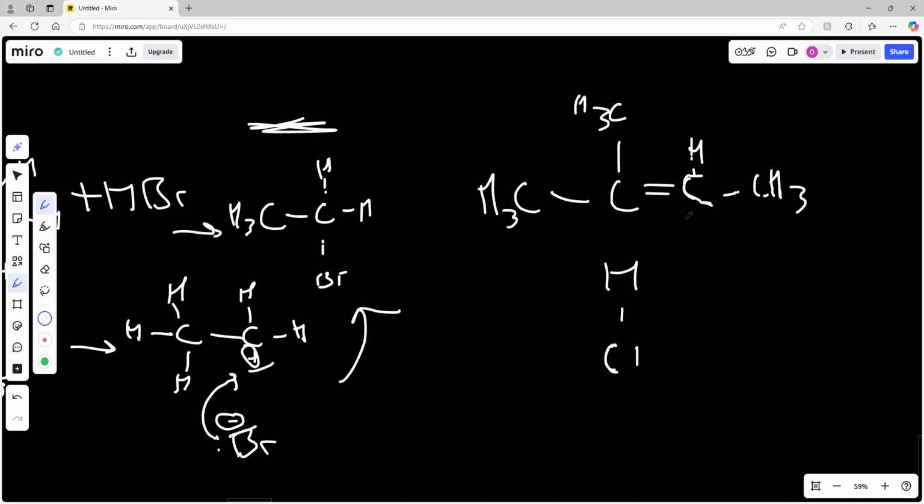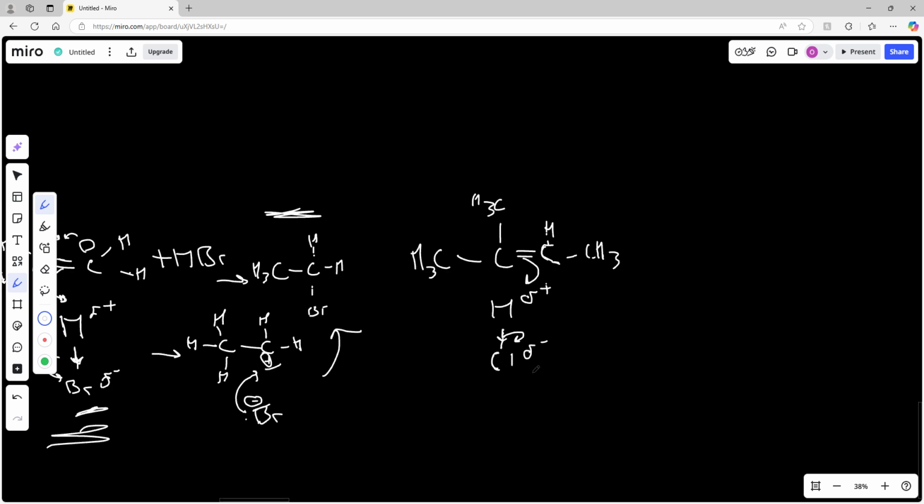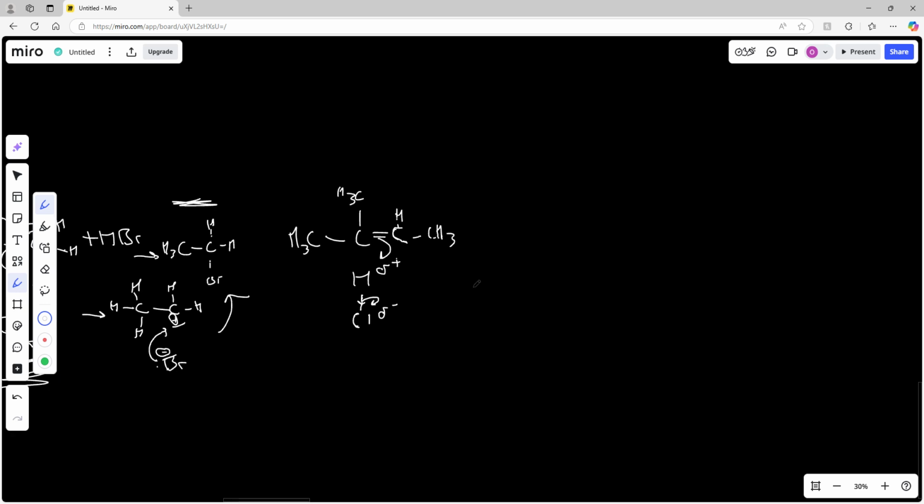So let's do chlorine. Obviously we have our slightly positive, slightly negative, and we can even draw a little arrow to show that electron density is towards the chlorine. Let's do our curly arrows again, like that, and then another one like that. It's the exact same thing as before, just with hydrogen and chlorine. So what happens now is we could actually form two different compounds.